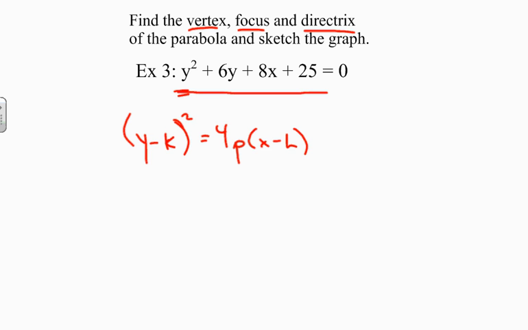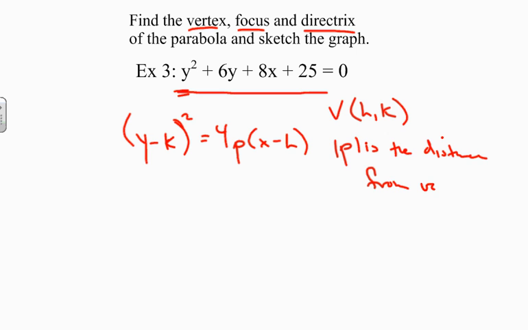All right, now from here, we know that h and k are our vertex, okay? And the p value that we have there, the absolute value of p, is the distance from vertex to focus and directrix.